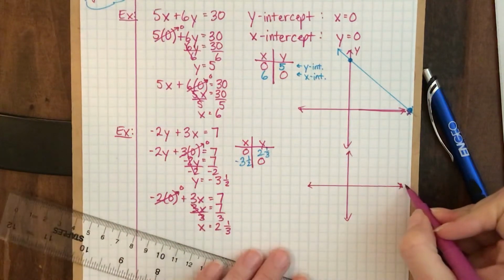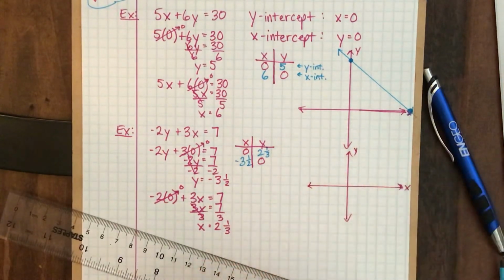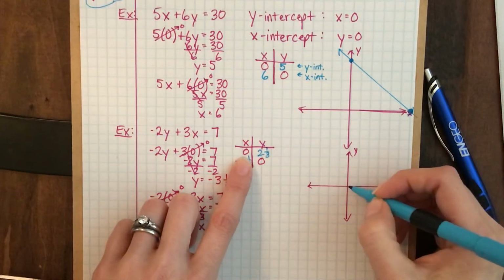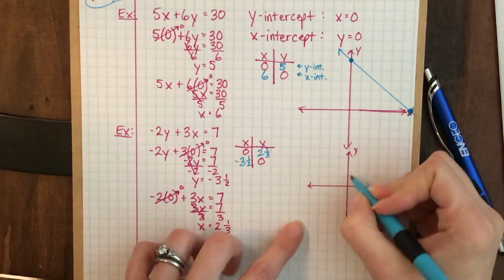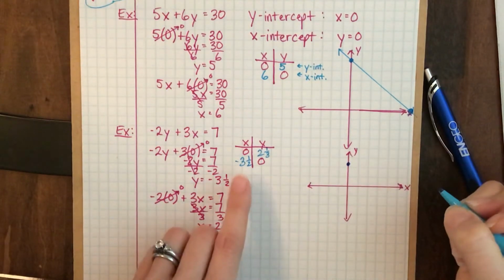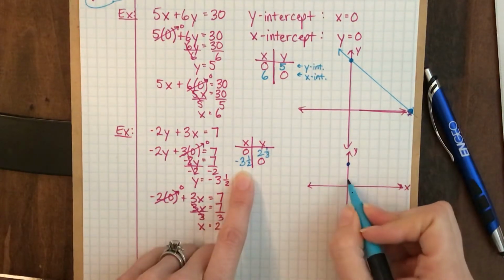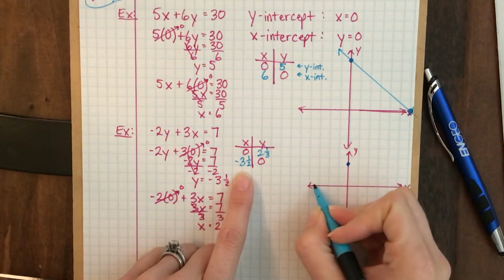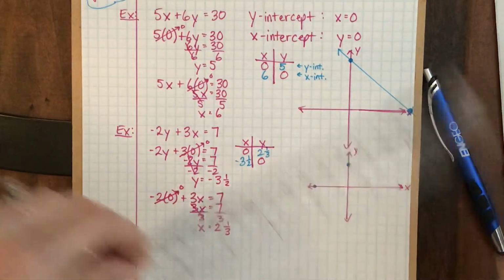Okay, so this is the x-axis, this is our y-axis. All right, so the first point, when x is 0, y is 2 1/3. Well, we're going to have to eyeball it. We're going to go up to 2 and then go about 1/3 of the way. Then the next one, when y is 0, your x is going to be negative 3 1/2. So that's over on this side.